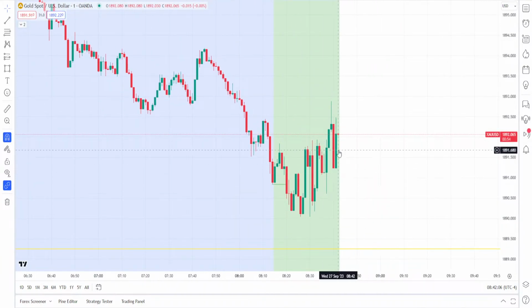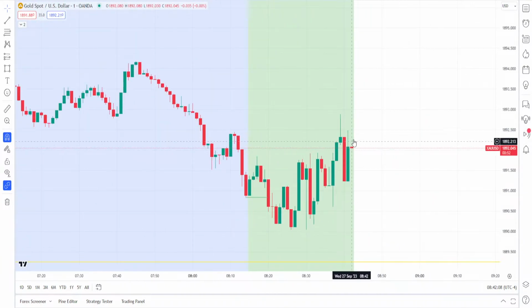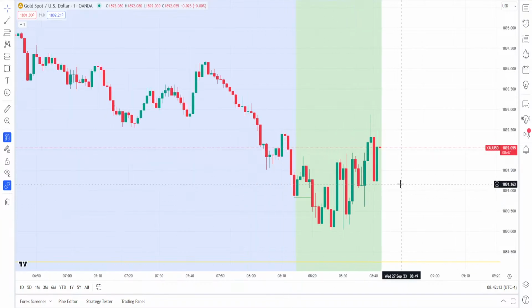Okay, so the signal would only stay if this candle was engulfing. So if this candle doesn't engulf, it doesn't remain a signal, and it keeps us out of bad trades.